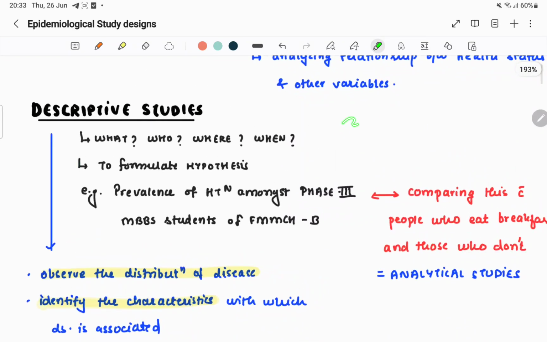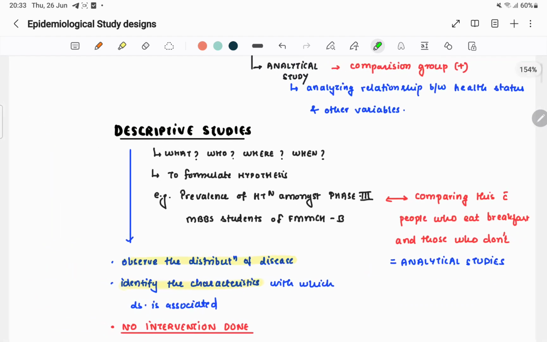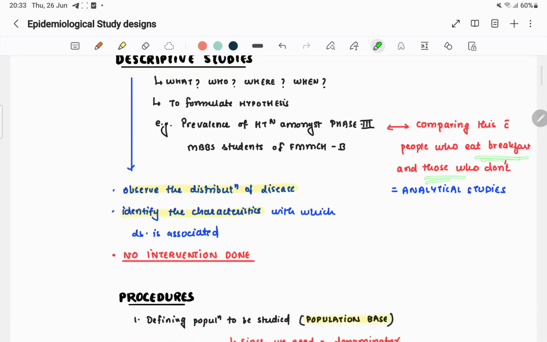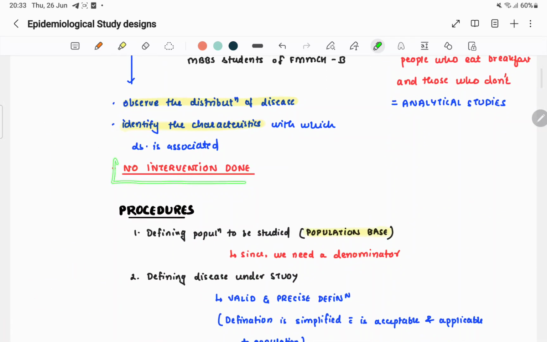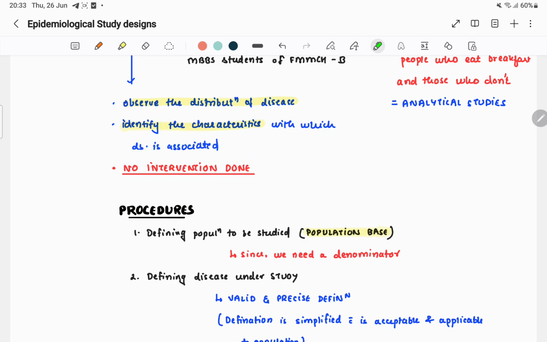Now you are checking hypertension, but you have divided the phase 3 students into two groups: which take breakfast, B positive, and which is not taking breakfast, B negative. You're checking how many breakfast taking students are developing hypertension, how many non-breakfast taking students are developing hypertension. This is an analytical study because we have comparison groups, right? There is no intervention done. Very important line. There is no intervention at all. If intervention is done, then this will be an interventional study.